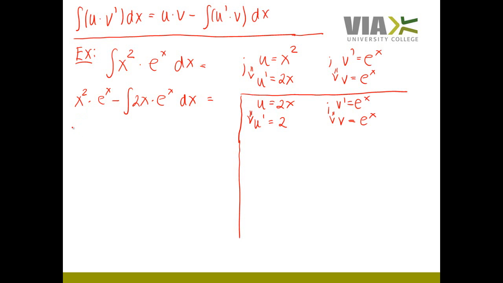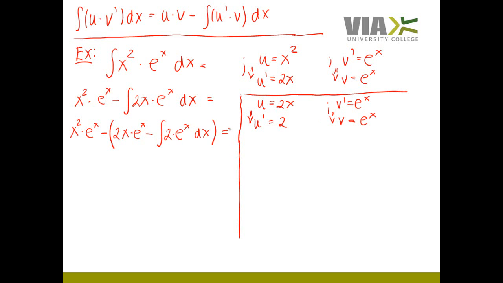Still the x squared times e to the power of x, subtracted with, and then you remember brackets here because you have a minus in front. So if you don't include the bracket here, you will end up with some mistakes in your signs. So remember to include the bracket here, and then we do integration by parts for this small integral here. So that is equal to u times v, u being equal to 2x, and v being equal to e to the power of x, subtracted with the integral of u dashed, which is 2, times v, which is e to the power of x dx.